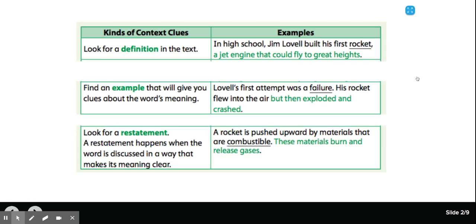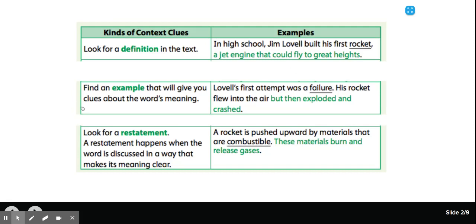There are many different types of context clues. The first type is a definition in the text. For example, in high school, Jim Lovell built his first rocket, which is a jet engine that could fly to great heights. So this part of the sentence, a jet engine that could fly to great heights, is giving the definition of the word rocket.